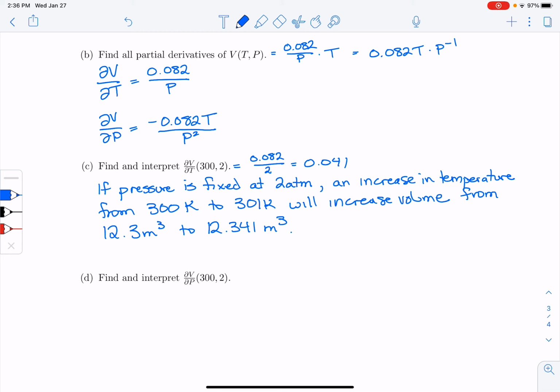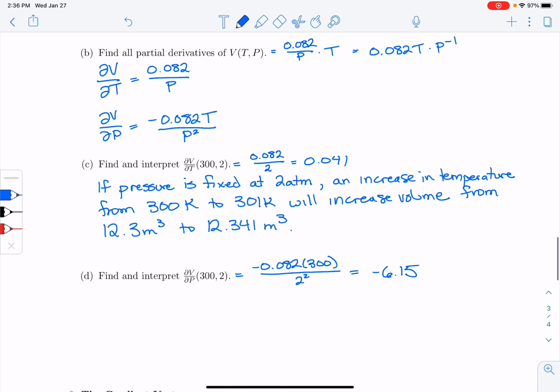Now, what about pressure? So the derivative of volume with respect to pressure, that's going to be negative 0.082 times my temperature of 300 Kelvin divided by 2 atmospheres squared. And if we work that out, that's going to be negative 6.15.